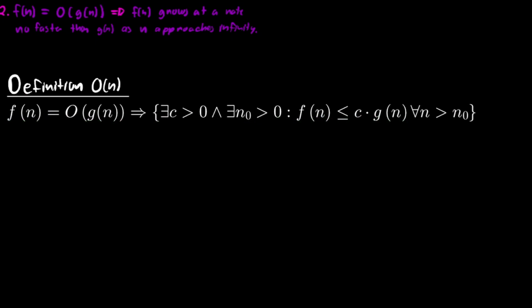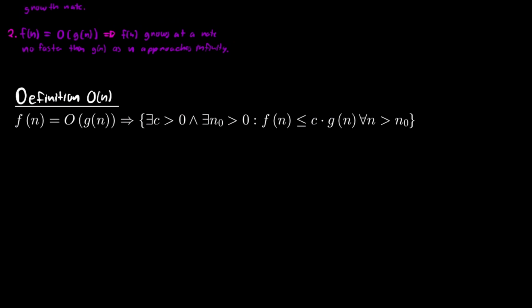What we check is, for f of n to be equal to O of g of n, there exists a constant c greater than 0, and there exists n0 greater than 0 as well, such that f of n is lower or equal to c times g of n for all n that are greater than n0. Meaning that from n0 towards infinity, this applies.